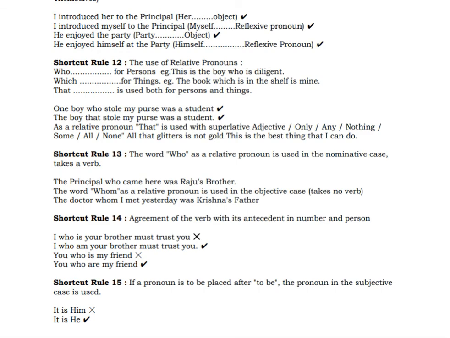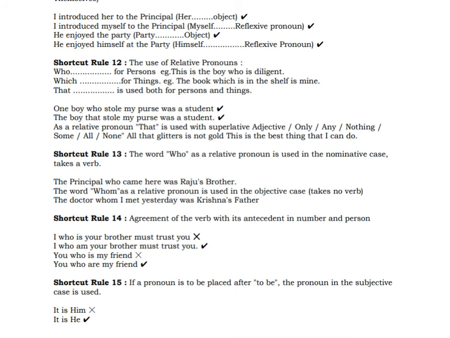Let's go to the last rule here of the pronoun, rule number 15. If a pronoun is to be placed after to be, the pronoun in the subjunctive case is used. It is he. Who is he? Okay. So let's just revise whatever we have seen.